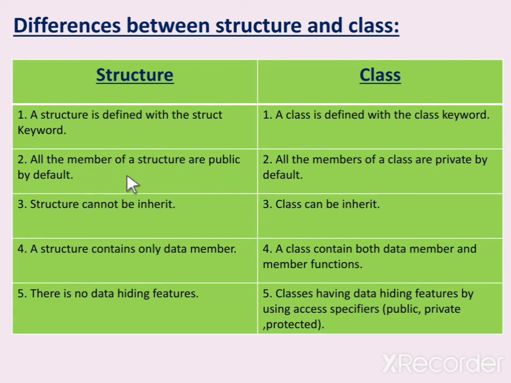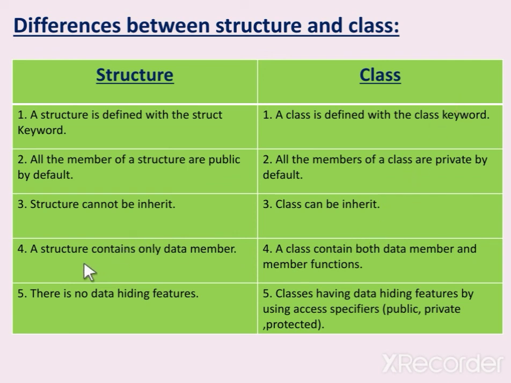All the members of a structure are public by default, but in a class all the members are private by default. Public, private, see the difference. And a structure cannot be inherited, but a class can be inherited.